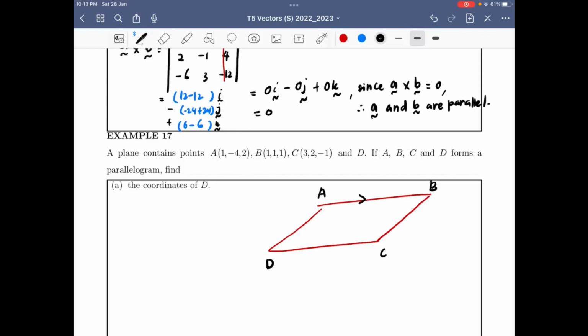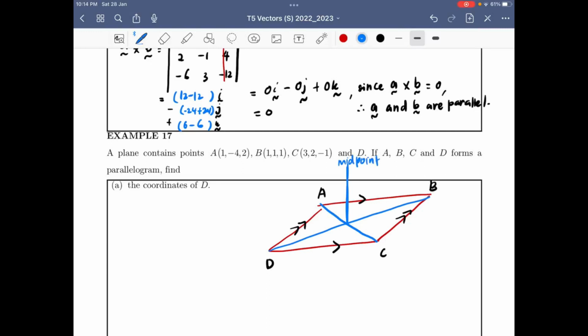So for a parallelogram, the vector AB must be equal to DC, and then AD must equal BC. And then what's similar between these two vectors, AC and BD, is they should have the same midpoint. Okay, where is the midpoint? Here is the midpoint.